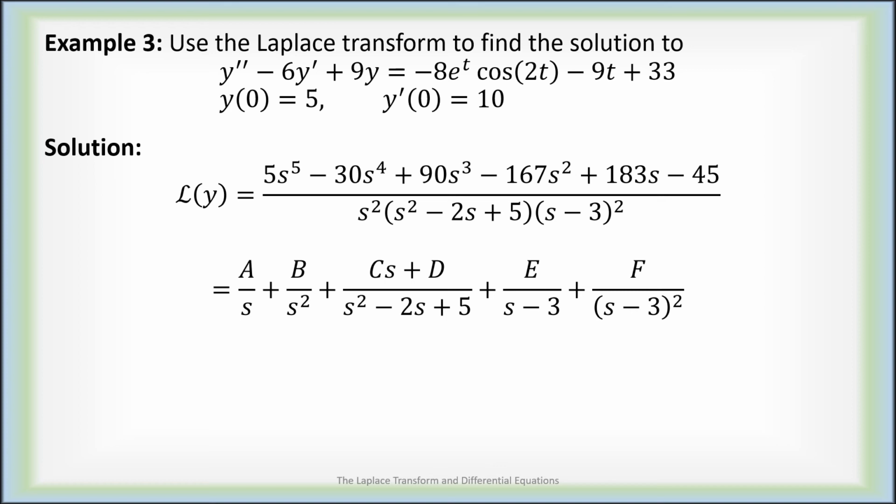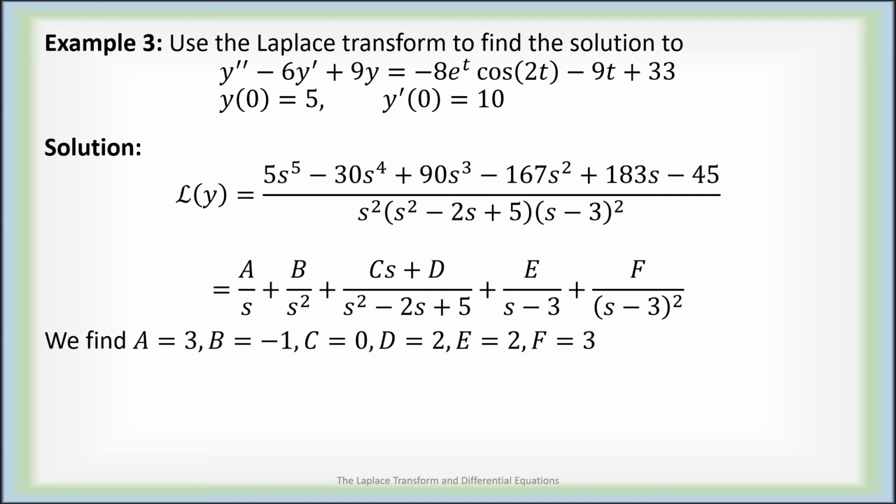So our factors are s and s squared. Here's my s squared. This was an irreducible quadratic, so it is what it is with a numerator of a linear term. Then for (s minus 3) squared, we get a constant over s minus 3 and a constant over (s minus 3) squared. And now we do the partial fraction decomposition, which through the magic of cutting and eliminating time, we find A is 3, B is minus 1, C is 0, D is 2, E is 2, F is 3. That will solve this huge mess.